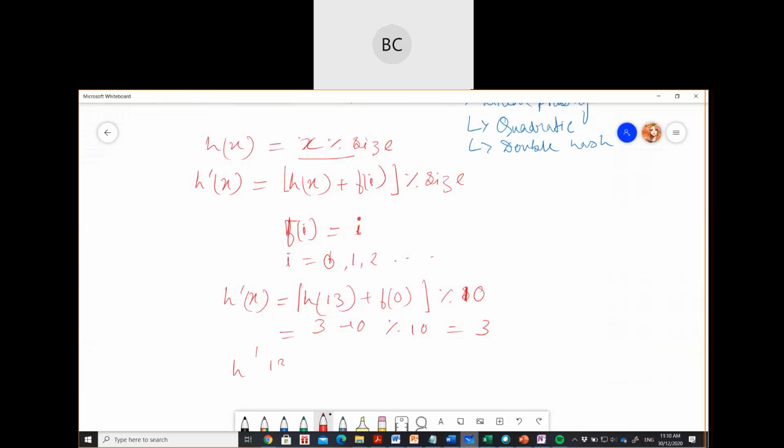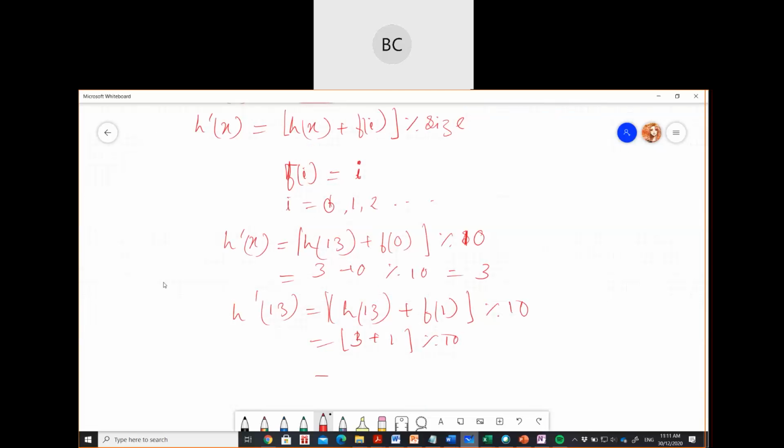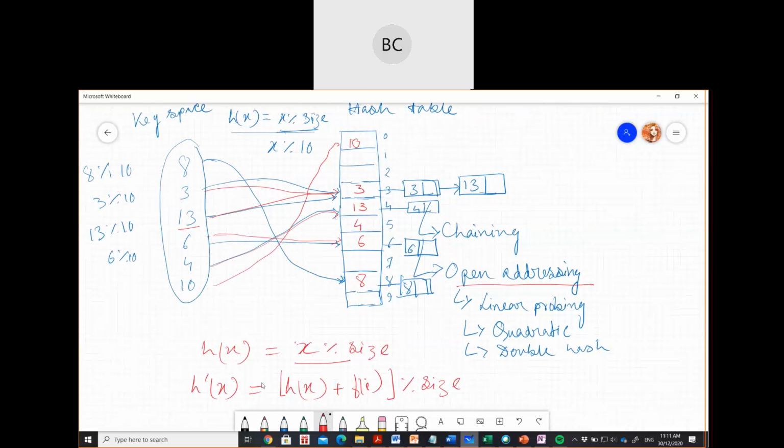Again h dash 13, h of 13. Now you will just increase the value of i. First you tried with 0, then you tried with 1, and the rest is the same, mod 10. So in this case, this is 3 plus f of i equal to i, that means f of 1 equals 1, mod 10. So this is 4, and 4 mod 10 is 4. Correct? That's how we inserted the value of 13 in index 4.